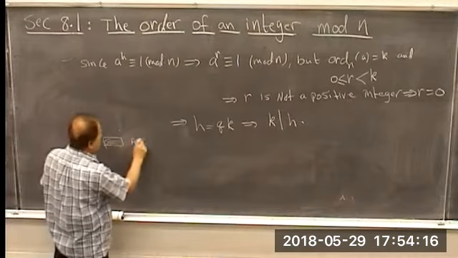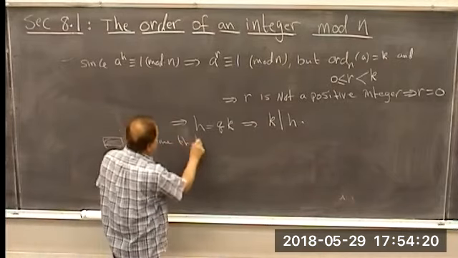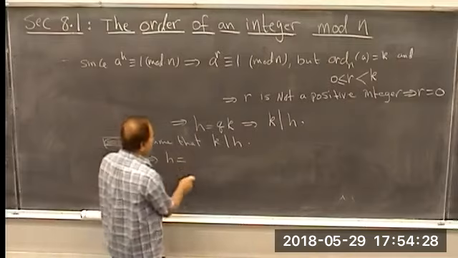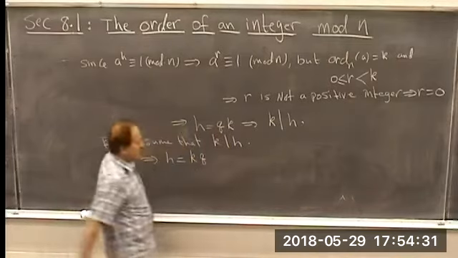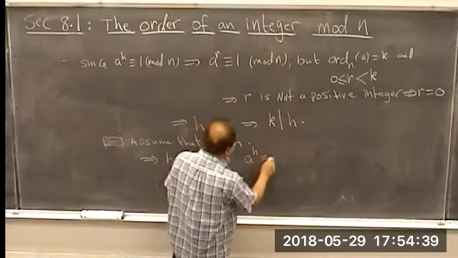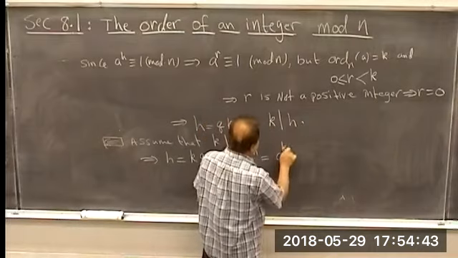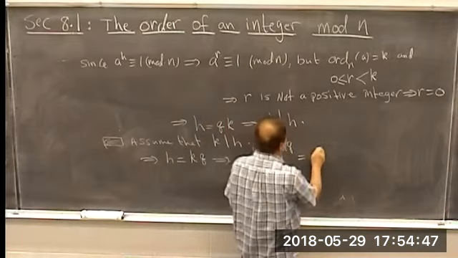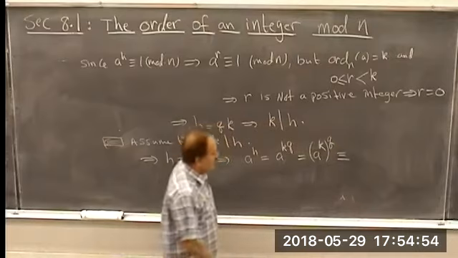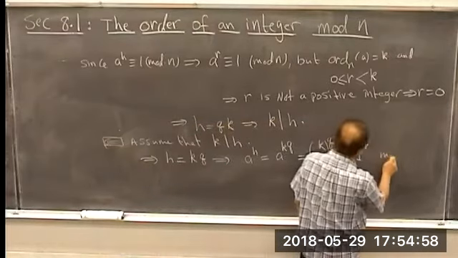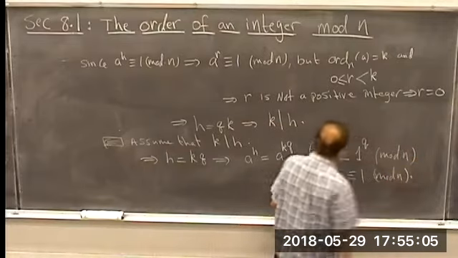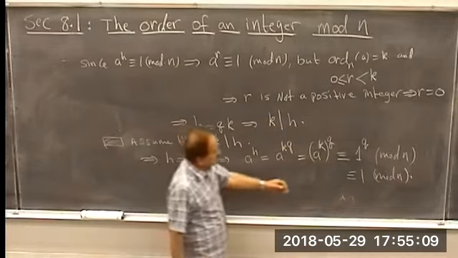So let's assume that K divides H, and this implies that H equals KQ, because the same Q there, and this implies A to the H is equal to A to the KQ, and this is equal to (A to the K) to the Q, but A to the K is congruent to 1 mod N, and this of course is congruent to 1 mod N, and that's exactly the other direction where A to the H is congruent to 1 mod N.